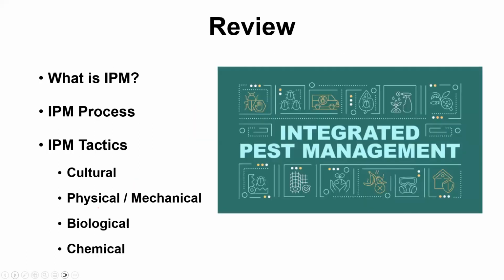So just to review, we talked about integrated pest management, what that means. We talked about the process, where you start with identifying the pest, and then learning more about the pest, monitoring, deciding whether you need to manage the pest before taking an action, and then always following up with some evaluation to see if it actually worked. And then we went through pretty thoroughly the different kinds of control tactics that there are: cultural, physical, mechanical, biological, and chemical.